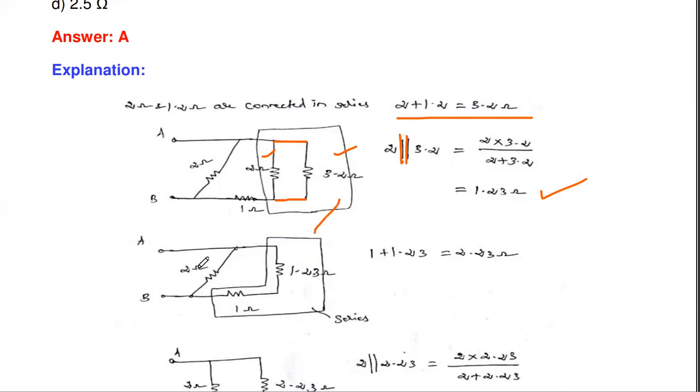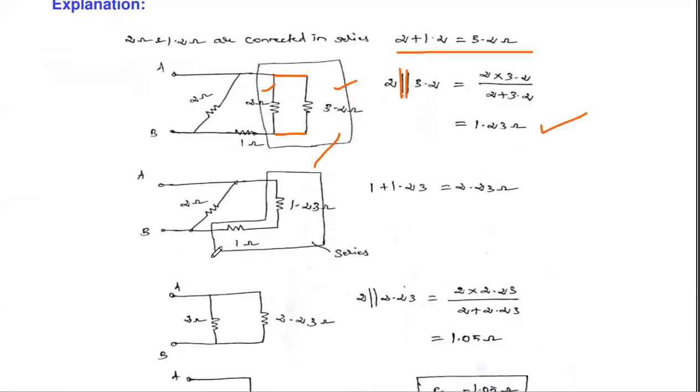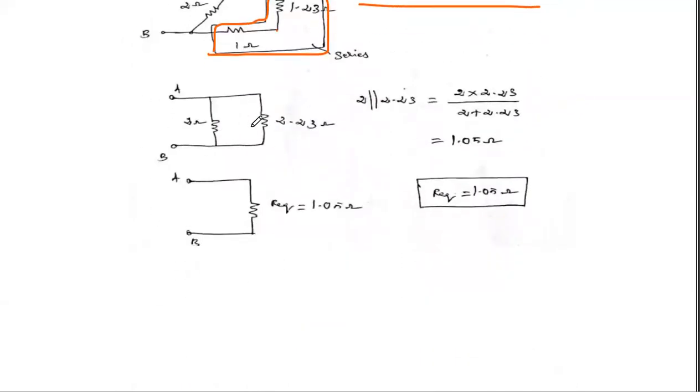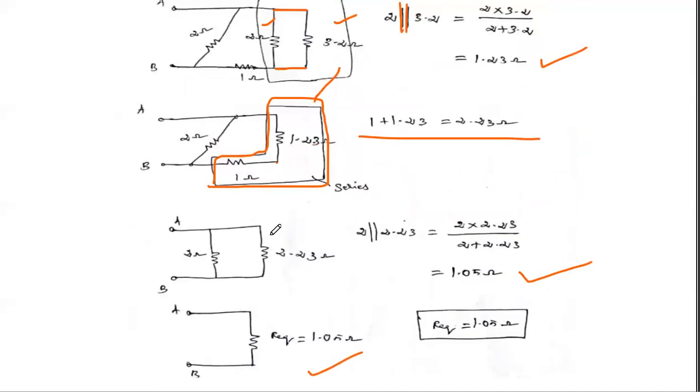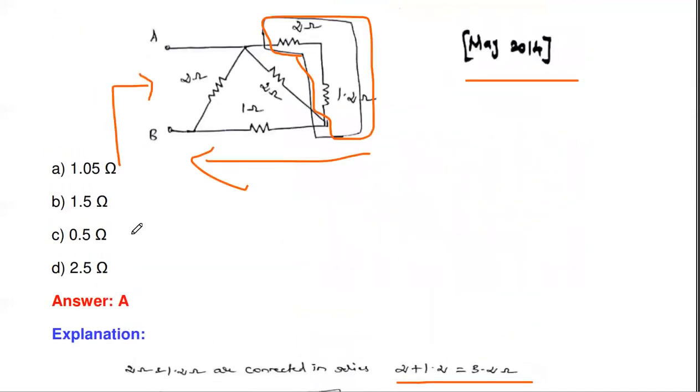Then already here 1 ohm and 2 ohm are there. Now you see the connection. This 1 ohm and this 1.23, how are they connected? Series, since only one end is joined. Series means you just add. So 1 plus 1.23 is 2.23. Then you replace. Now you see the diagram. How are this 2 and 2.23 connected? Parallel. So with 2 and 2.23, you calculate 2 into 2.23 divided by 2 plus 2.23. So the answer is 1.05. So the equivalent resistance between the terminals A and B is 1.05 ohm.